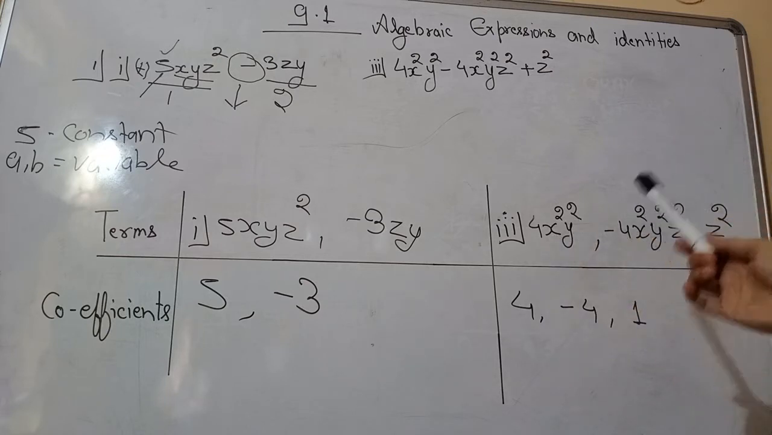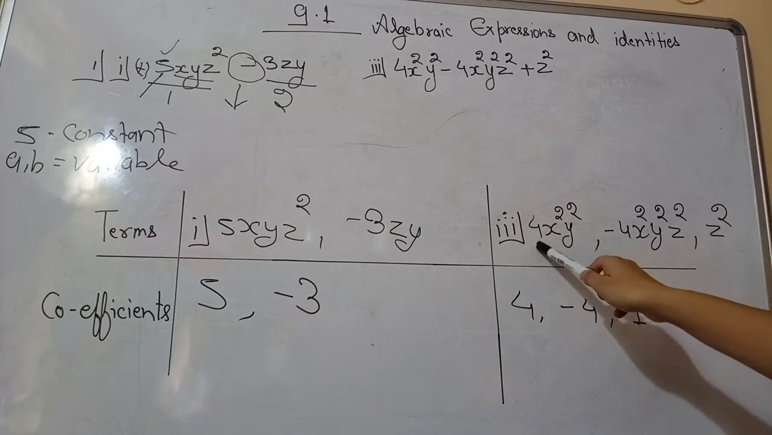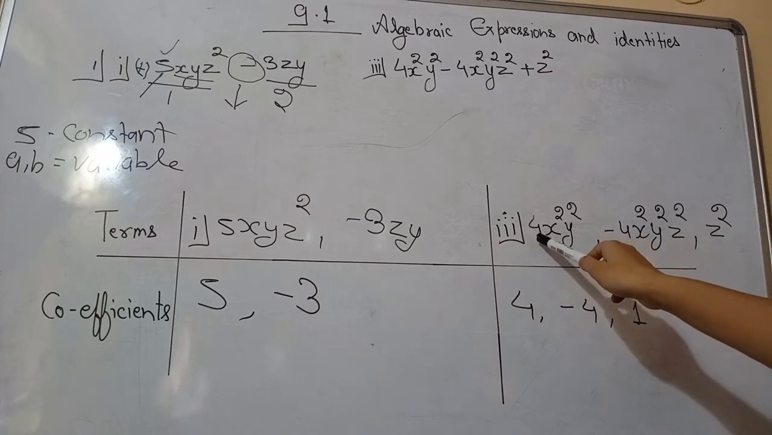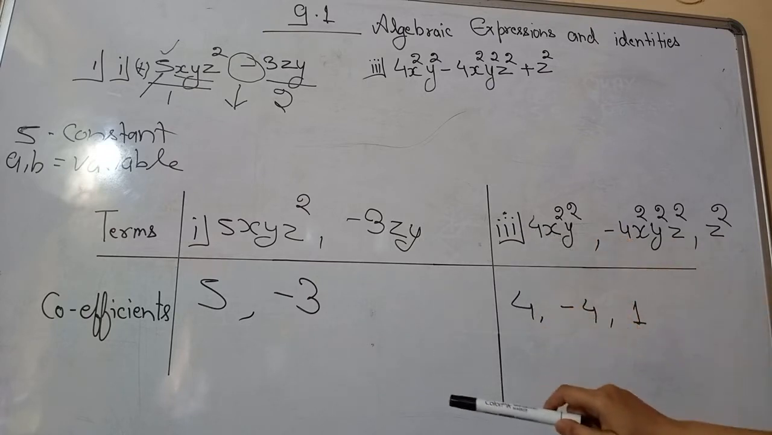Now let us move towards coefficients. What are the coefficients of option number 3? Here in the first term, what is the number or the constant? That is plus 4. See, no sign is given means we have to take a positive sign.